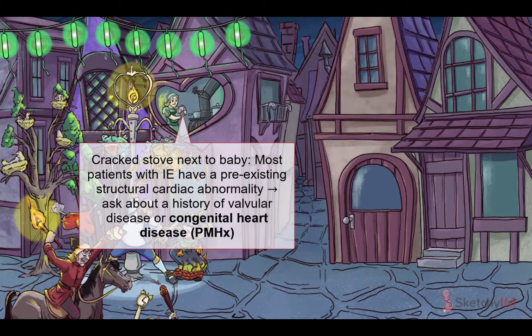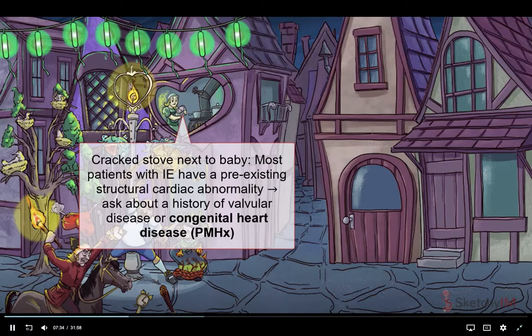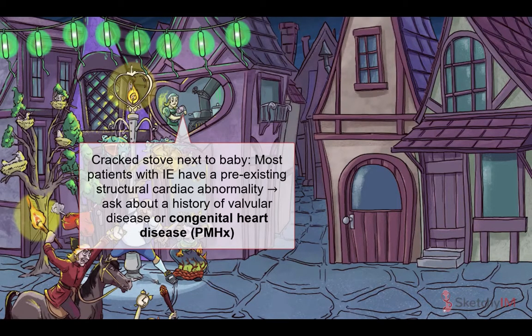The baby in the heart-shaped window next to the broken leaky stove valve should help you remember these risk factors. Looks like mom is really looking forward to the end of maternity leave.